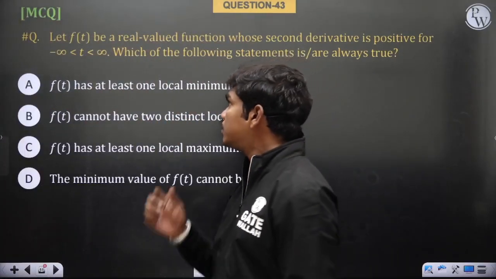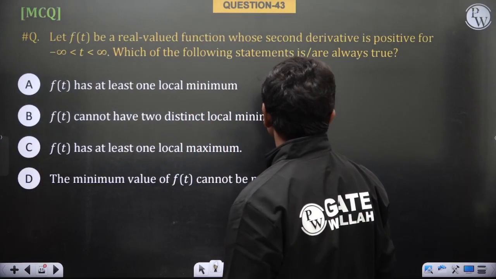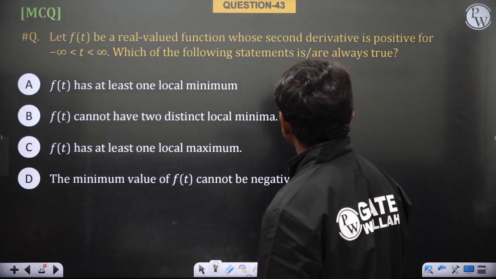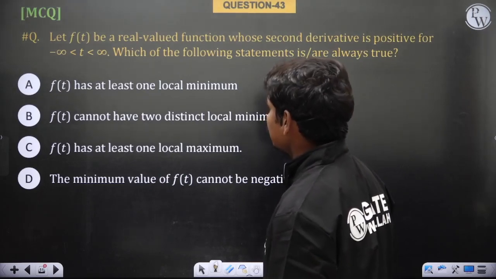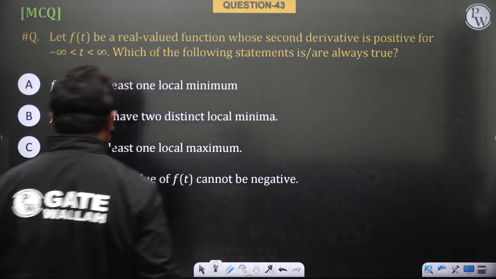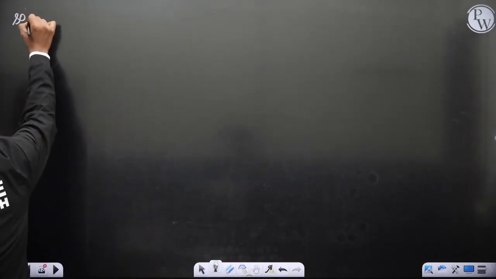So let's solve this question. Let f of t be a real valued function whose second derivative is positive for minus infinity less than t less than infinity. Which of the following statements is always true? Nice question from calculus. F of t has at least one local minimum. Look, first of all, we'll discuss some things about the function.